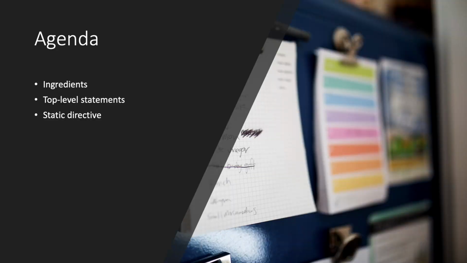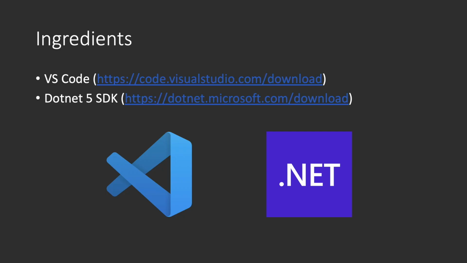First, we're gonna go through the ingredients that we need in order for us to follow along. So, we're gonna need two things. First, we're gonna need Visual Studio Code and the .NET 5 SDK. You can find the links here on the screen or in the description down below. As well, the installation is pretty straightforward.